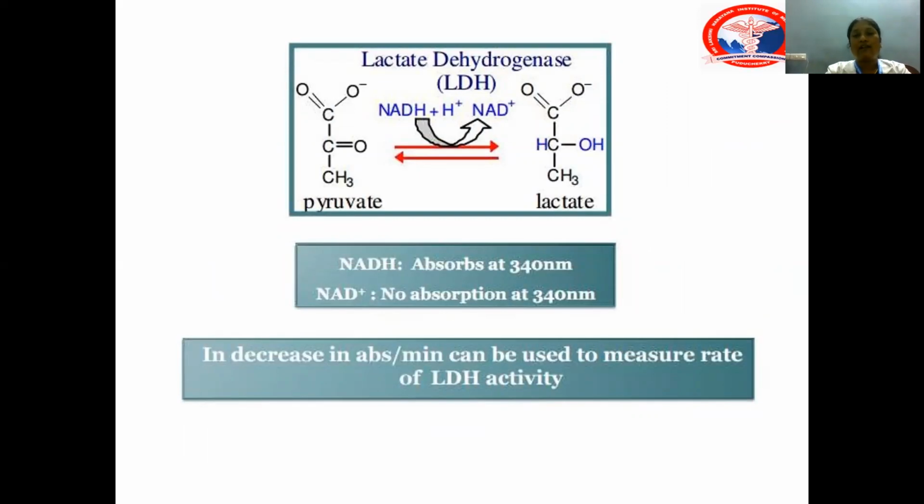Upon pyruvate to lactate conversion, we have conversion of NADH to NAD+. NADH absorbs light at 340 nanometers, so there will be a decrease in absorbance as NADH becomes NAD+. So the decrease in absorbance per minute can be used to measure the rate of LDH activity.